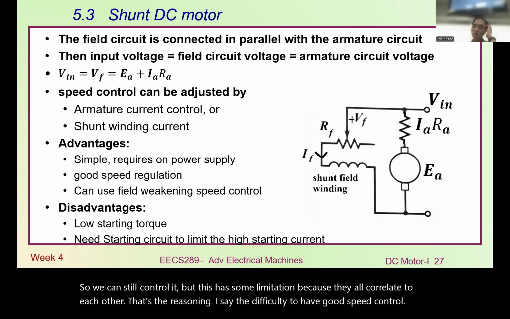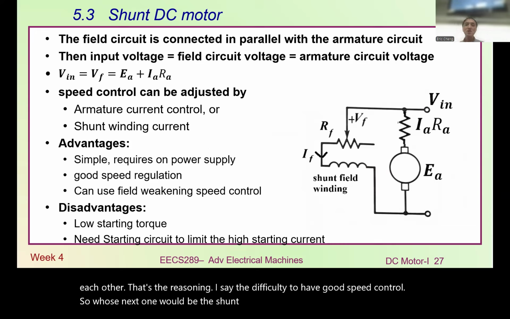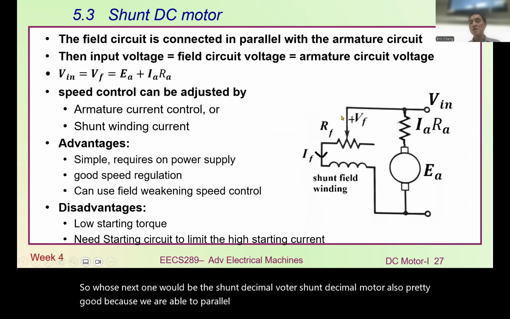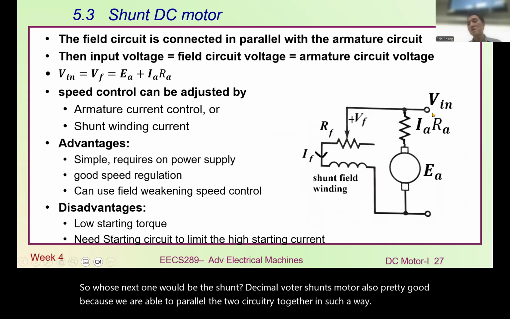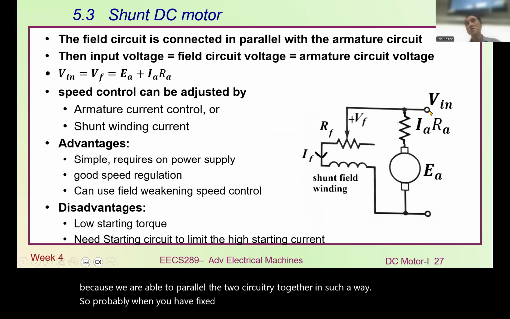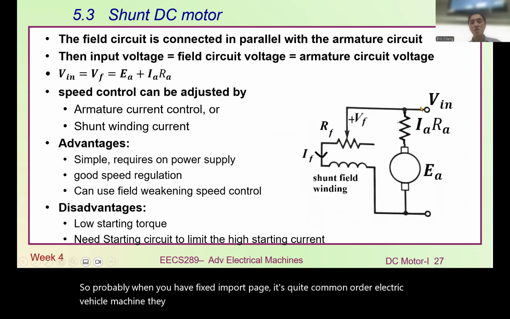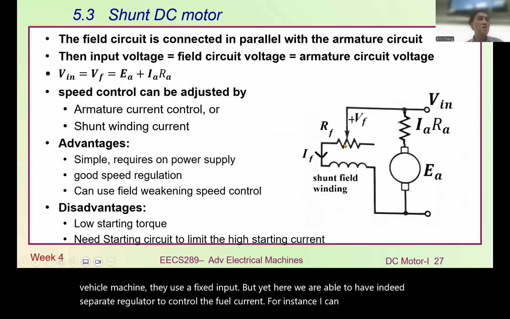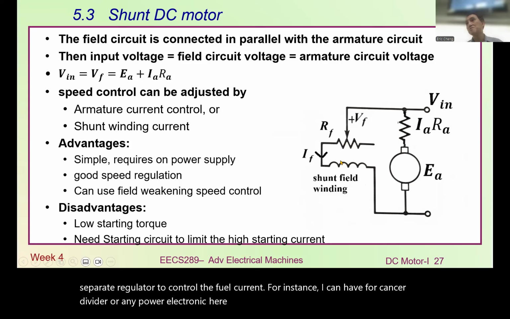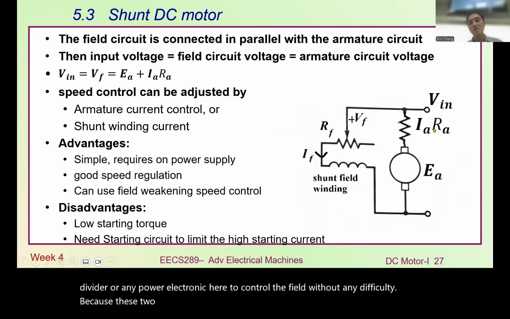Of course, the next one is the shunt DC motor. The shunt DC motor is also pretty good because we can put the two circuits in parallel. When you have a fixed input voltage, which is quite common, all electric vehicles use a fixed input voltage. But here we can have a separate regulator to control the field current. For instance, I can have a potential divider or any power electronics here to control the field without difficulty, because these two currents are controlled separately, although we use a single input voltage.